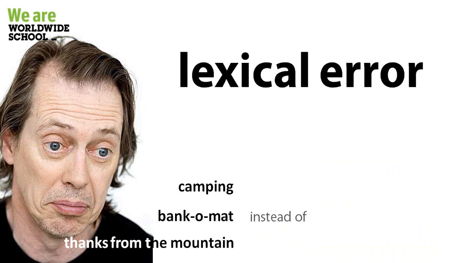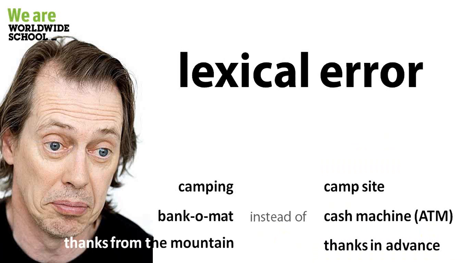Okay, so again, I will not keep it secret. Let's have a look at what we have here. Instead of camping, we have campsite. Bankomat: actually, such a word does not really exist in the English language. We have cash machine or ATM or cash dispenser, as some of you have rightly suggested.